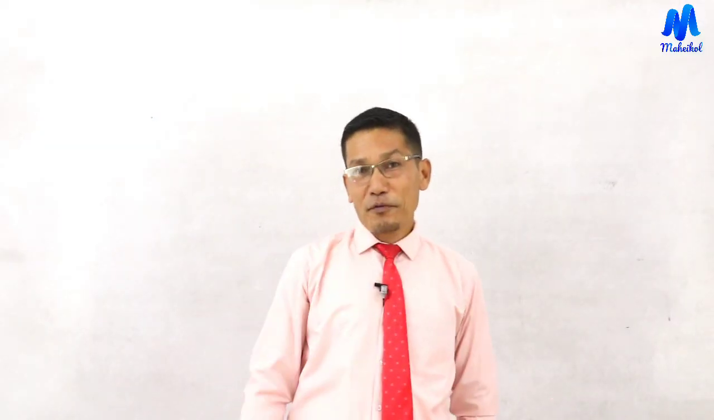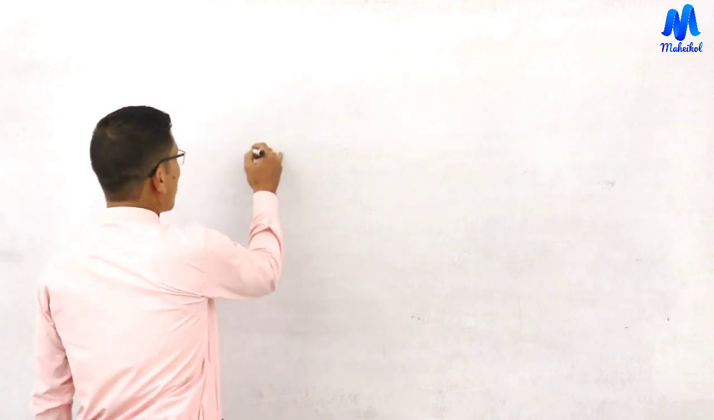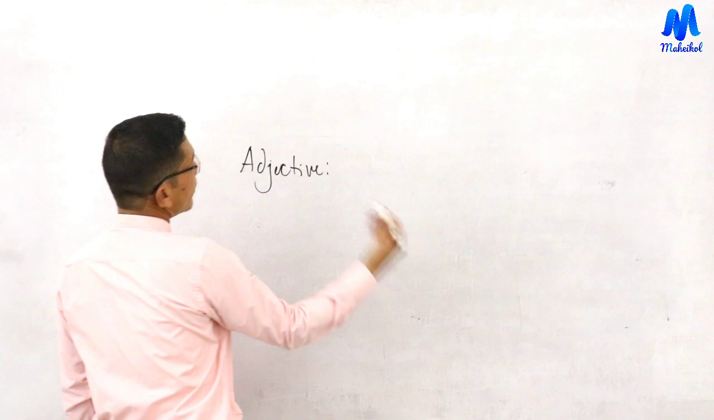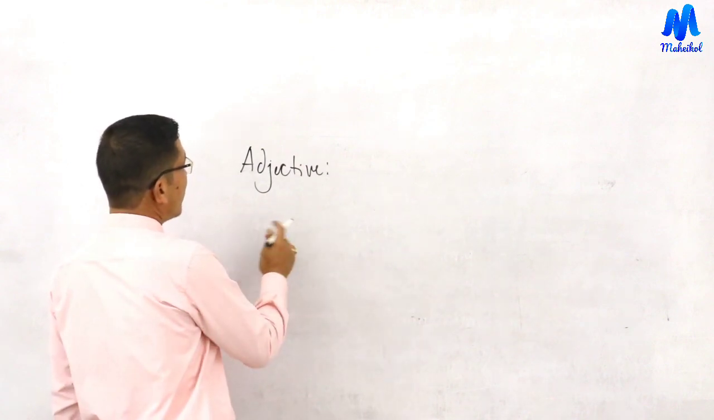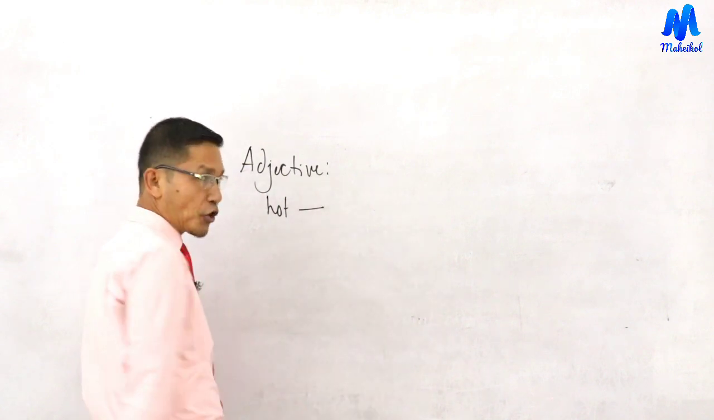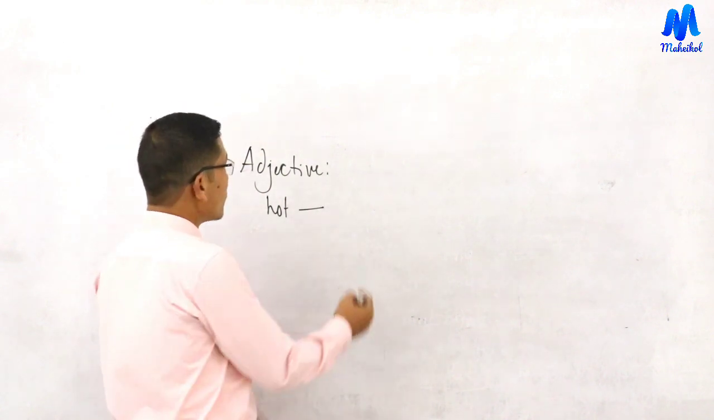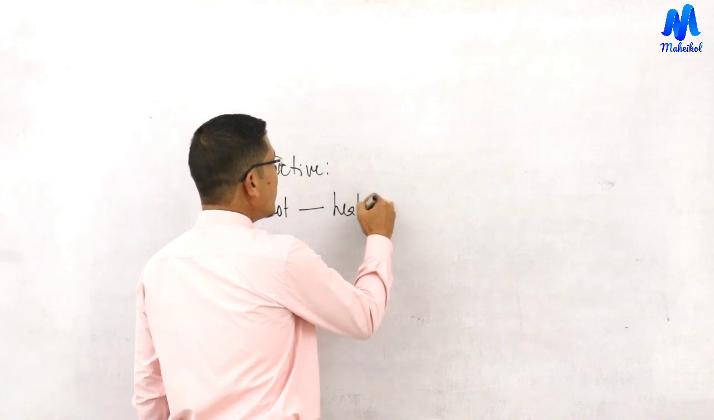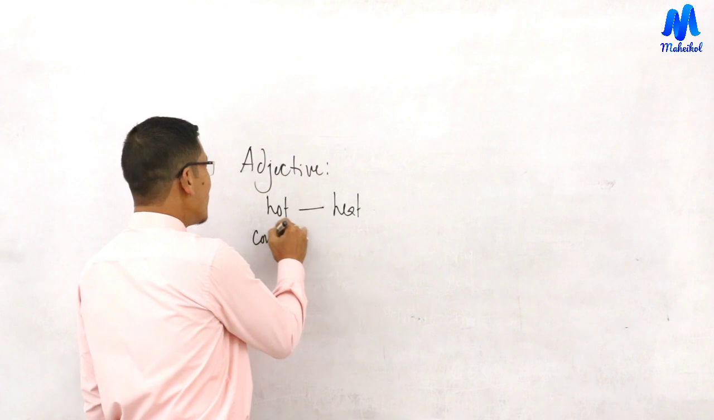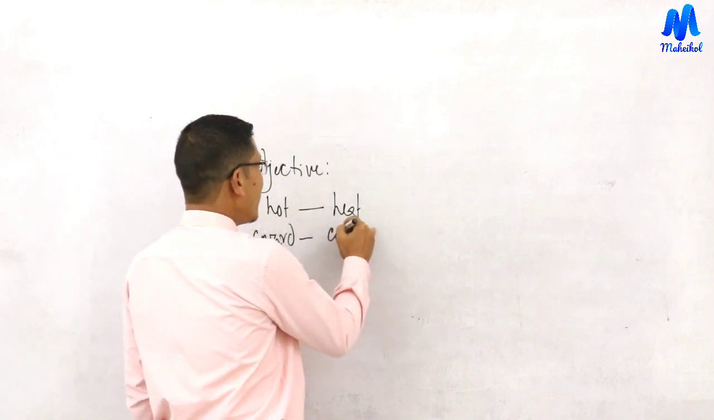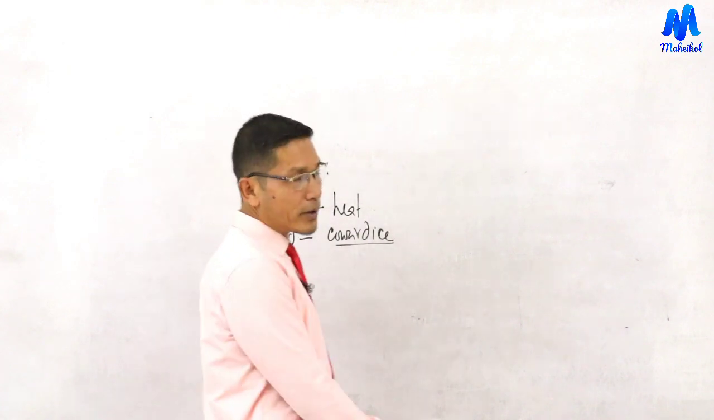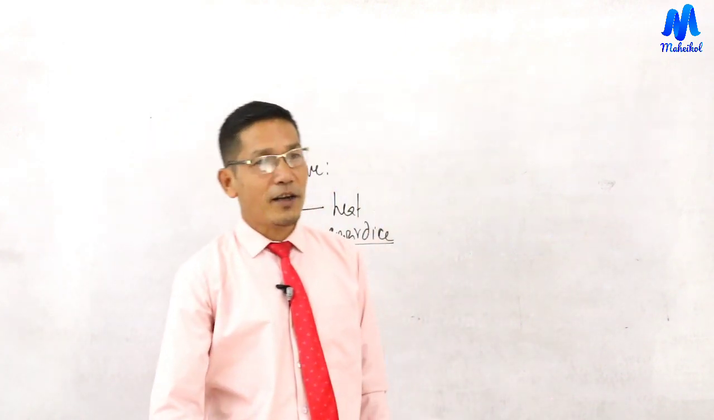Now, the adjective. An adjective tells us about the noun or pronoun, its quality. For example, a man who is afraid is a coward. He's a coward. That little boy is a coward. That man is a coward.